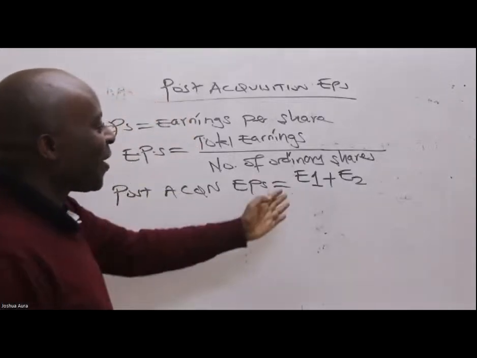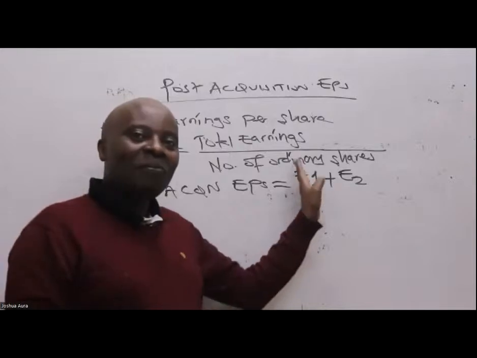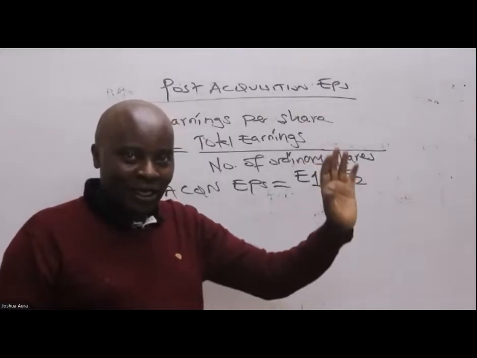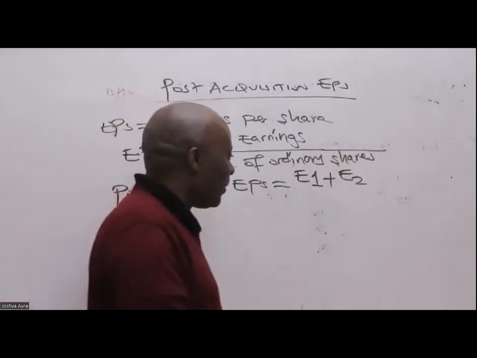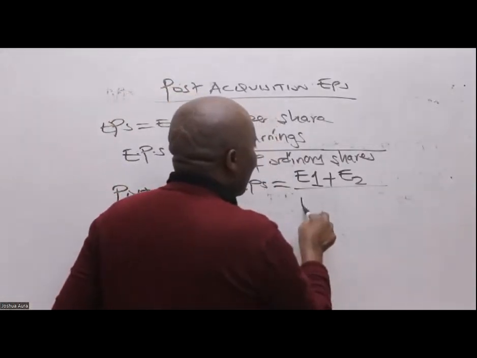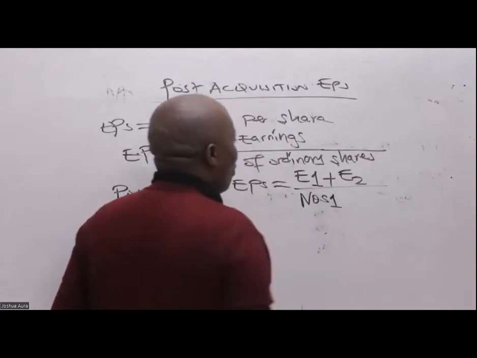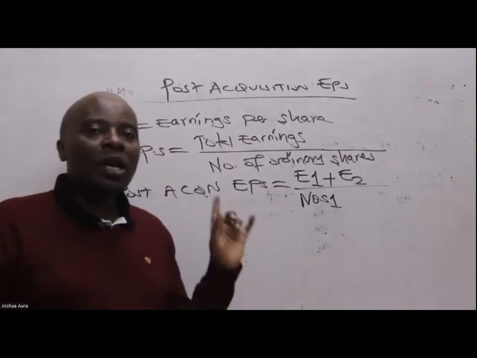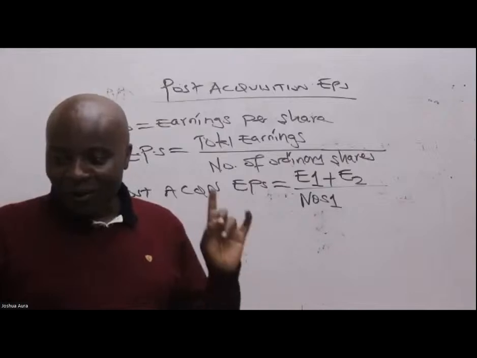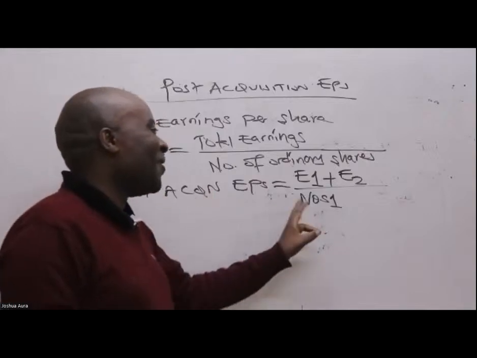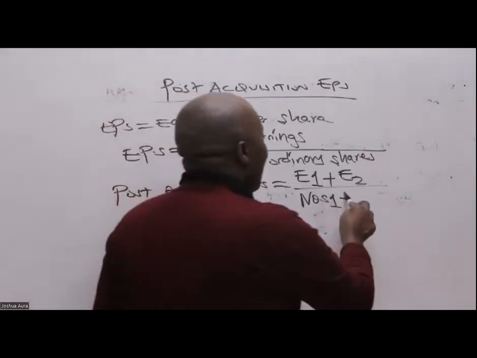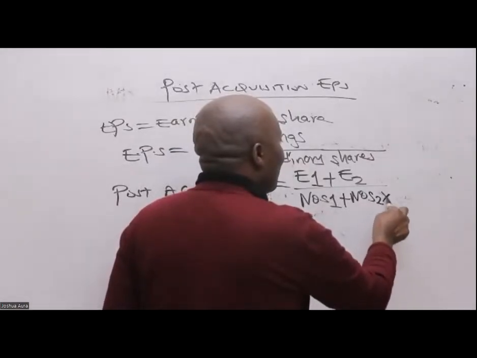So you take earnings of the husband plus earnings of the wife, lock them. The wife throws her key to the man. The man, being the head of the family, should be able to run the family finances. All over, then we have NOSE one. Whenever you see us using the word NOSE, NOSE stands for number of ordinary shares, plus number of ordinary shares of company 2.